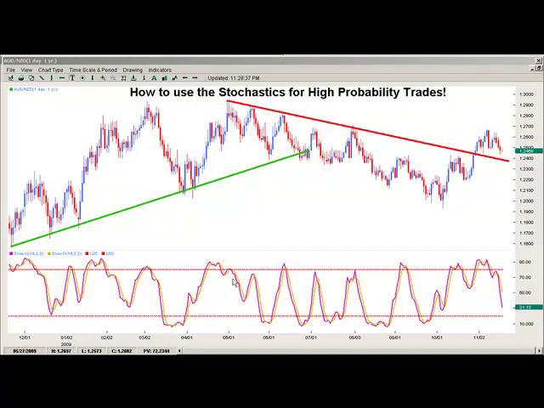Then interpret that with your stochastics. So in other words, when the trend is up, you want to look for stochastic buy signals to enter. When the trend is down, you want to look for stochastic sell signals to enter.